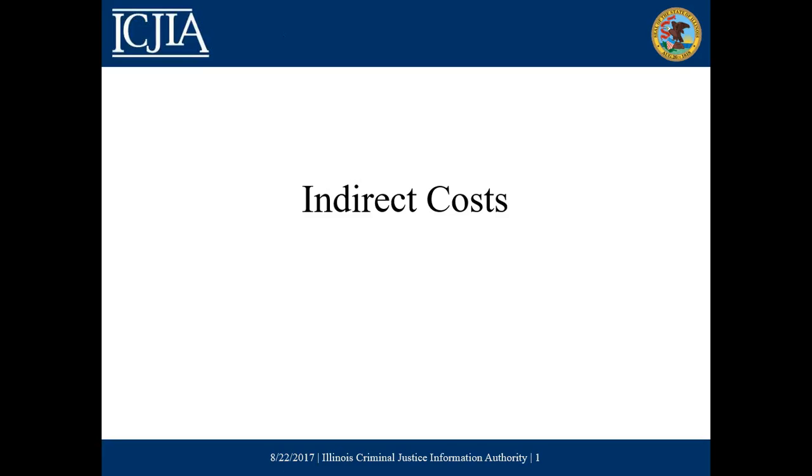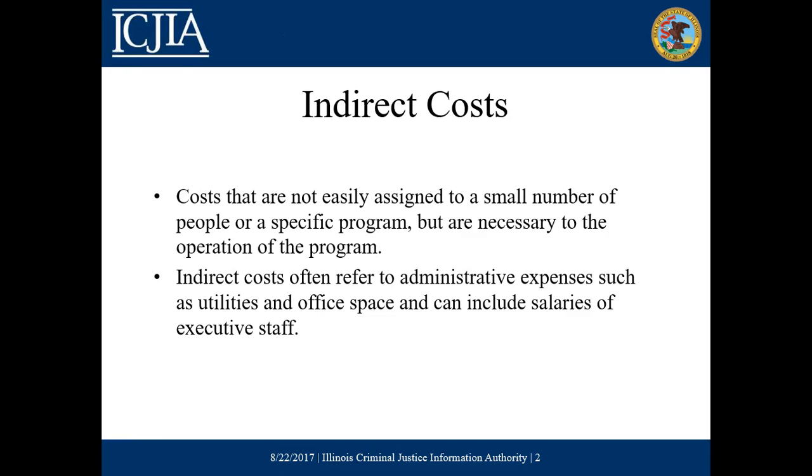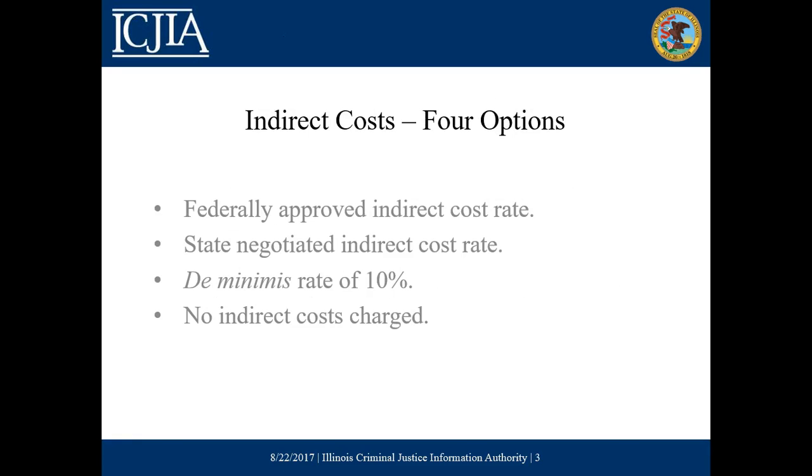Hello, in this technical assistance recording, we're going to review indirect costs. Indirect costs are general agency expenses that are very difficult to assign with any accuracy to a small number of people or to a specific program, but that are necessary to the general operation of the program. Typically, indirect costs refer to things like administrative expenses, such as utilities and office space, and can include the salaries of executive staff. You have 4 options for indirect costs under authority agreements.